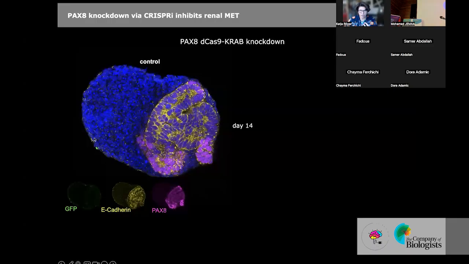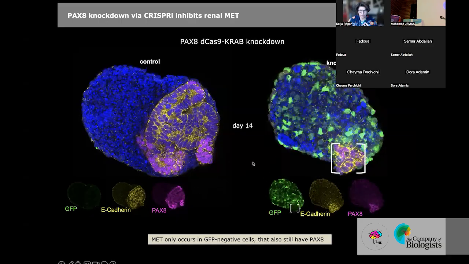This is a control organoid where at day 14, a large convoluted tube section has formed that's positive for PAX8 and E-cadherin, one of the markers of an epithelial state. If we now knock down PAX8, in knockdown cells that are marked with GFP, we do not see any tube form, only this small region down here that is GFP negative and seems to be cells that have escaped the knockdown. They still express PAX8 and they also still switch on E-cadherin. So you need PAX8 to initiate the mesenchymal to epithelial transition, it seems.